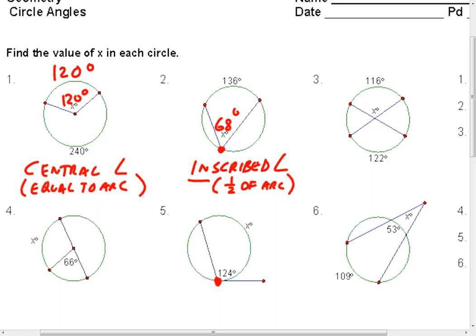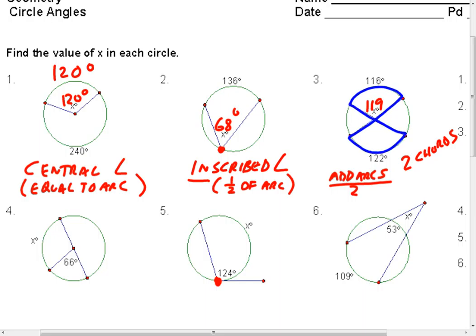Somebody raise their hand, tell me what's going on in number 3. Give me an answer for X. What are we looking at? All right, I'm going to write that down as add arcs, divide by 2. Why are we using that rule? What is forming this angle? 2 chords. So we're finding the average of those two. What's the average of those two? 119.